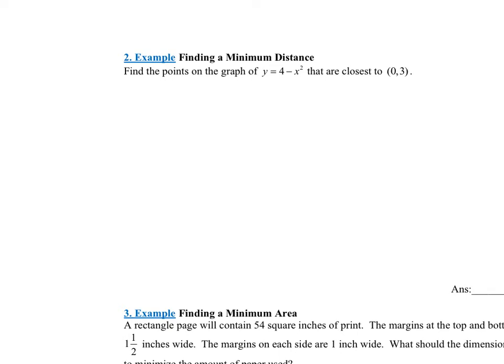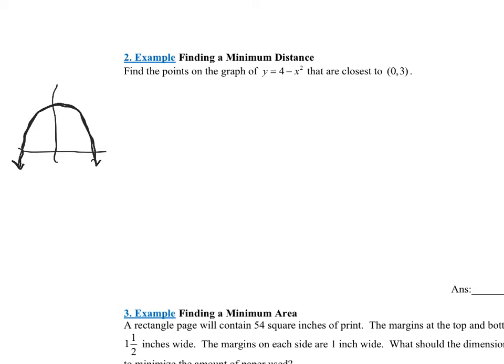Example 2. We want to find the points on the graph of y equals 4 minus x squared that are closest to the point 0, 3. So I'm just going to draw a picture. You don't have to, but I want to draw a picture so you understand what's going on. What does 4 minus x squared look like? Well, it creates a parabola that opens downward.